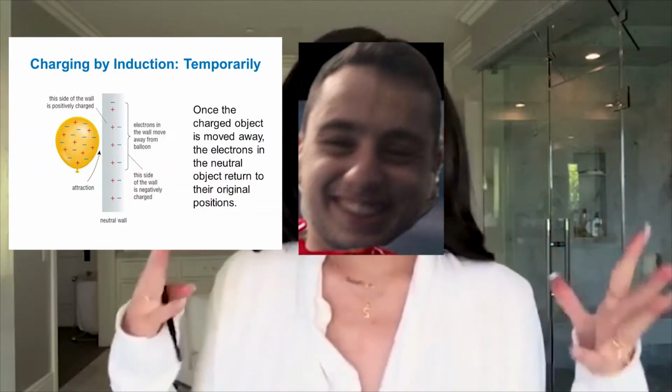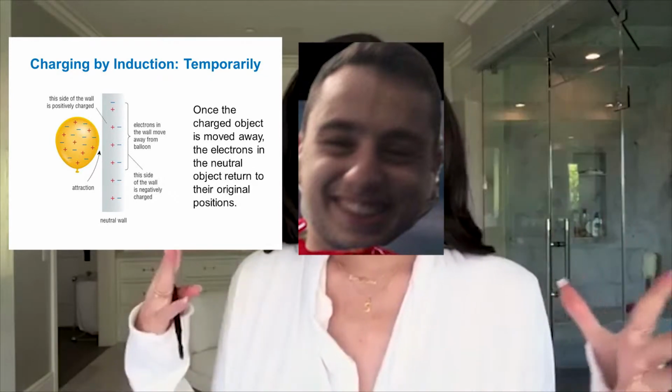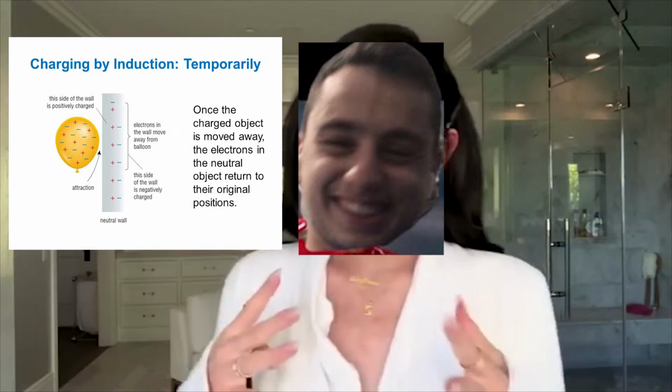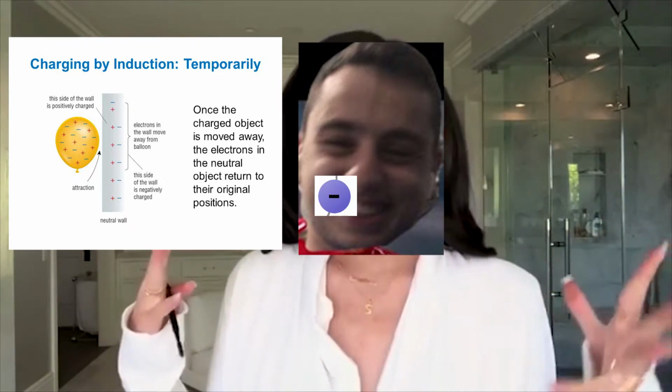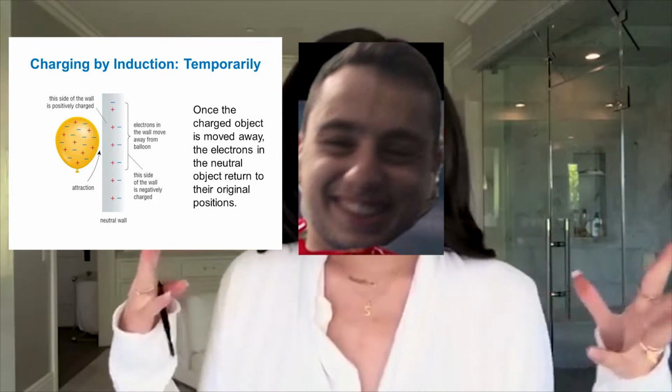The two different ways to charge an object are charging by induction and charging by conduction. When charging by induction, an object is brought near a neutral object but does not touch it. The presence of the charged object near the neutral conductor will force the electrons within the conductor to move.